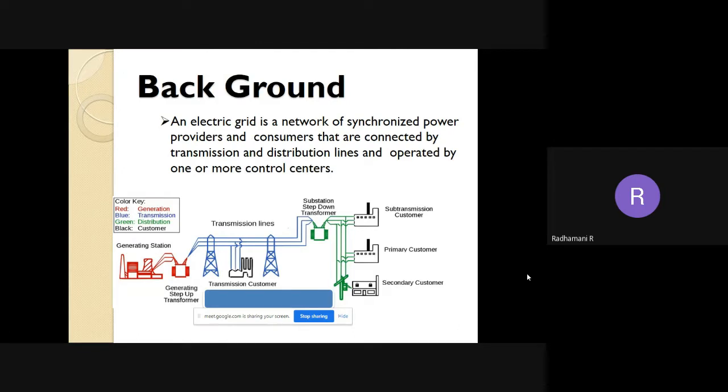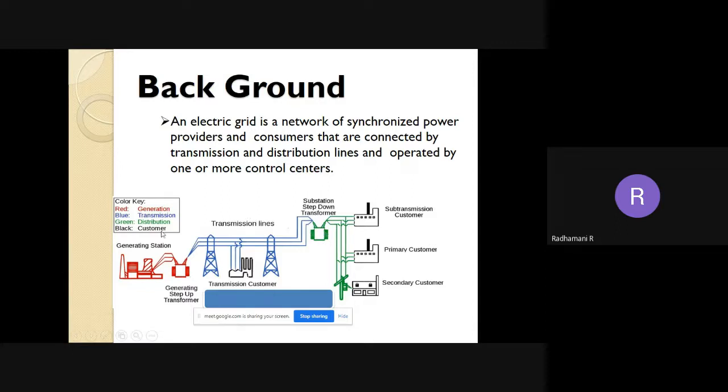Electric grid. An electric grid is a network of synchronized power providers and consumers that are connected by transmission and distribution lines and operated by one or more control centers. So the electrical energy is generated in the generating station. Then the generated energy is transmitted to the consumers through two networks: the transmission lines and the distribution system. So transmission system and distribution system.